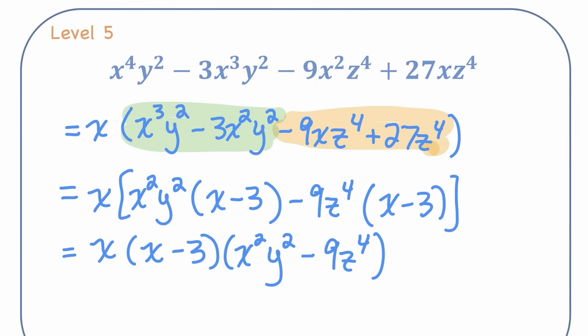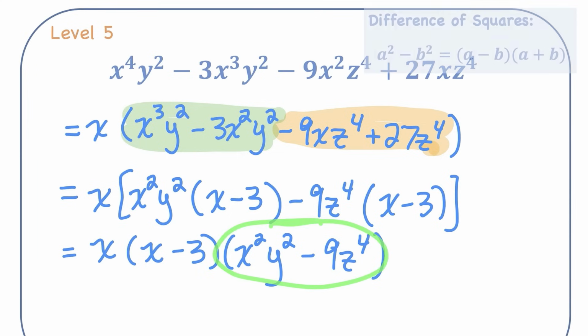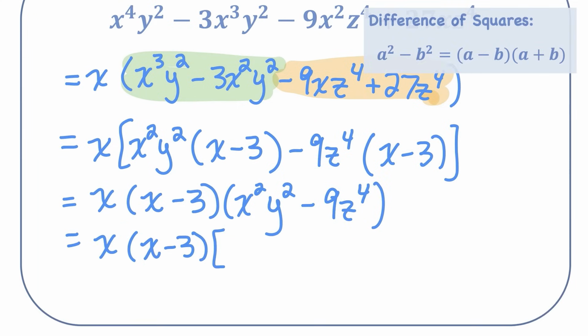I can actually factor this further. Hopefully you notice that what I have here is a difference of squares. Let me rewrite it so you can see that more clearly. The x squared y squared, I could rewrite it as an xy, all being squared, minus the 9z to the 4, I could rewrite that as a 3z squared, all being squared.